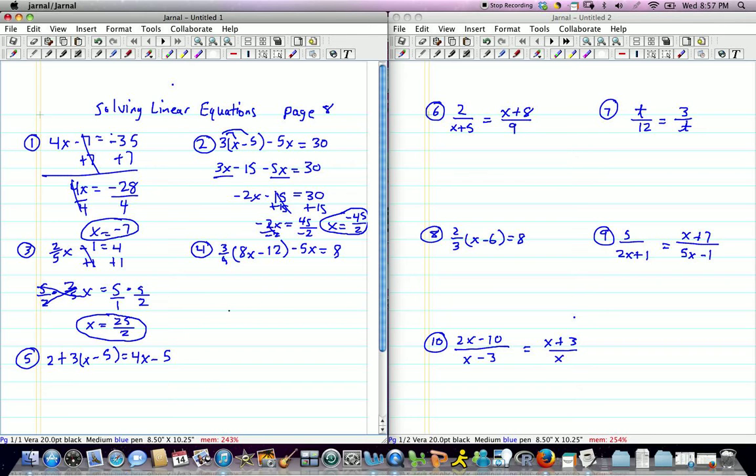If you look at number 4, similar, getting a little harder now, we're distributing, but we're multiplying fractions. So I have 3/4 times 8 over 1. Multiply across, I get 24 on top and 4 on the bottom. So that reduces, 24 divided by 4 gives me 6. This gives me 6x. 3/4 times 12, same thing. 12 times 3, 36. 4 times 1 is 4. 36 over 4 is 9. So this is going to give me minus 9 minus 5x equals 8. Now I'm going to combine 6x and minus 5x like terms. That just gives me 1x minus 9 is equal to 8. So I'm going to add 9 to both sides. I get that x is equal to 17.